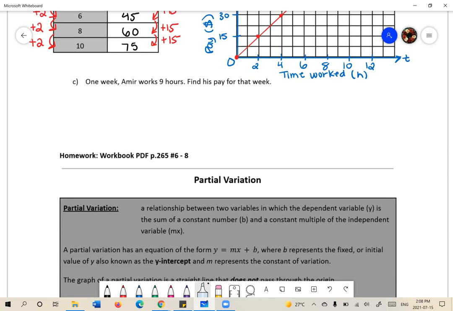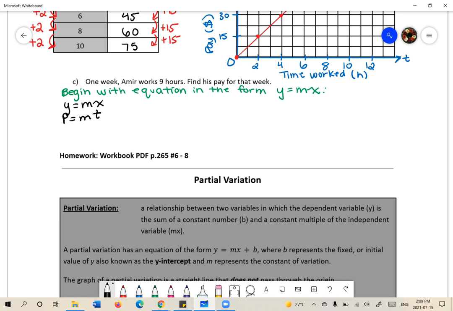So we're going to create an equation, and I'm going to create it in part C because we ran out of space in part B. 1 week, Amir works 9 hours. Find his pay for that week. So we're going to create an equation in the form y is equal to mx because I know that this is direct variation for all the reasons that I just stated. So instead of using y and x, remember I'm using p, capital P, and t because those are the variables given to me in the question.